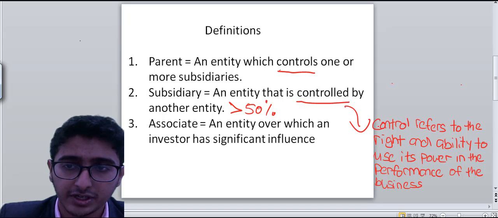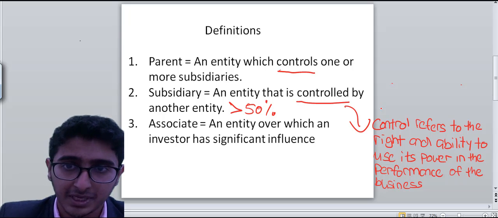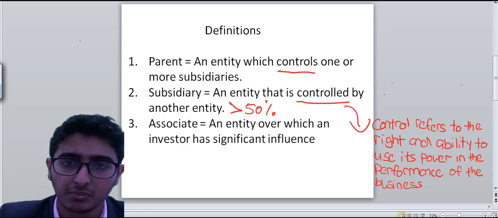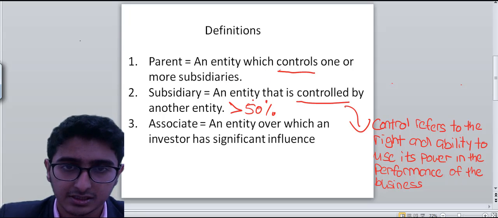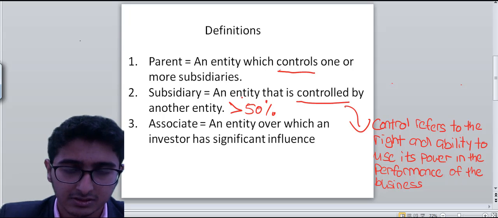As what I've written here, it says control refers to the right and the ability to use its power in the performance of the business. Meaning now I have power to actually decide things to do. Why? Because now I have the right and ability because I control more than 50% of the voting rights. This means that now I am a parent if I own more than 50% of the voting rights.